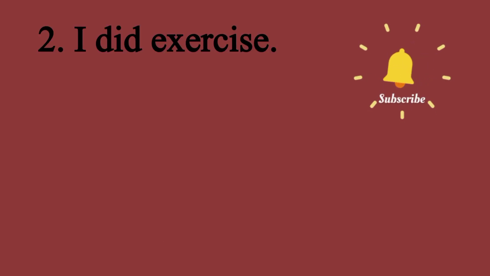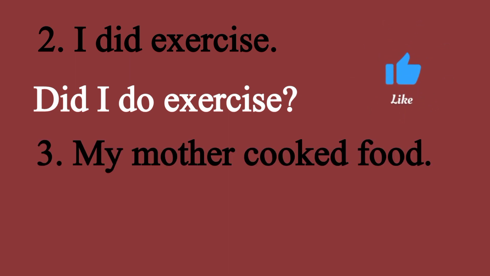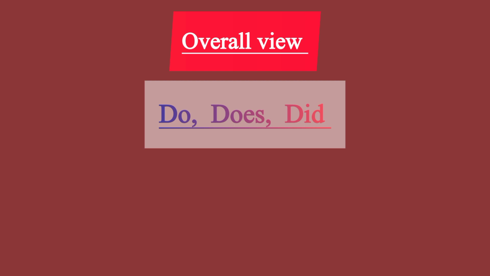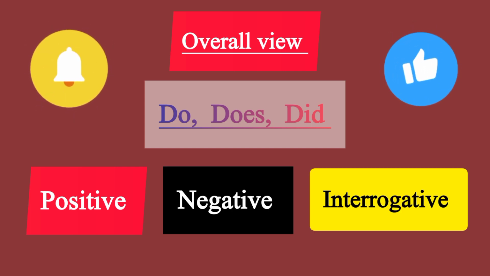Number 2, I did exercise. Did I do exercise? Number 3, my mother cooked food. Did my mother cook food? These are the examples of interrogative sentences. Hope it is clear how we use do, does, did in negative or interrogative sentences. We have to use do and does in the present indefinite tense and did with the past indefinite tense.